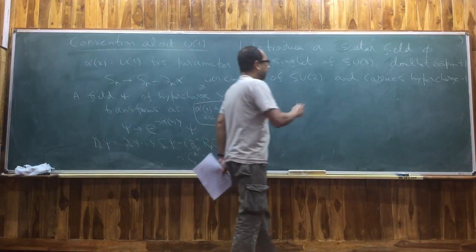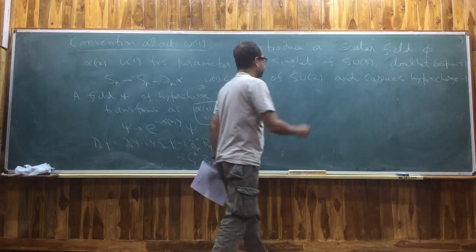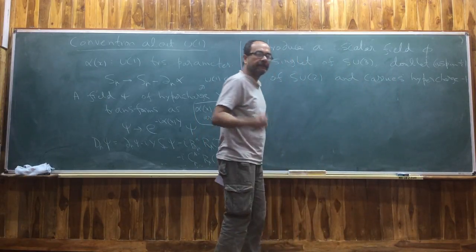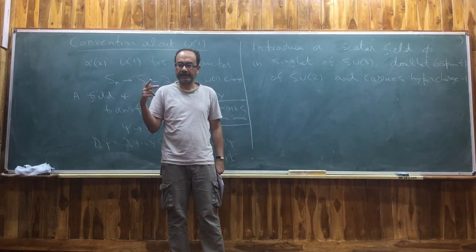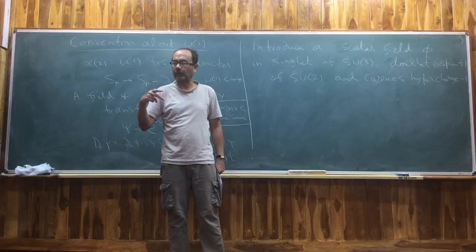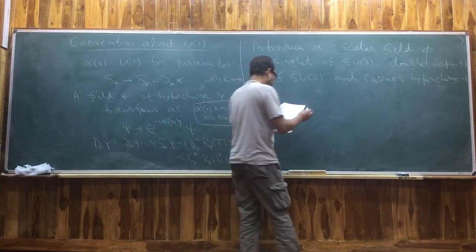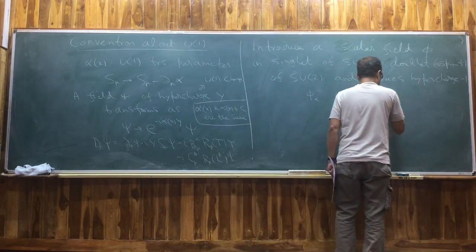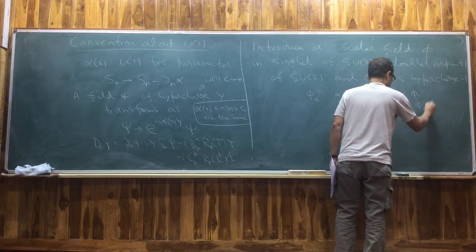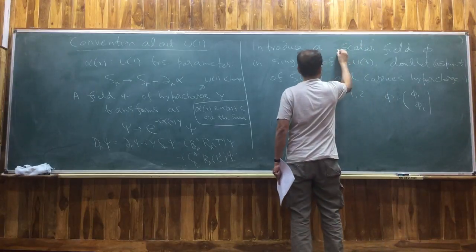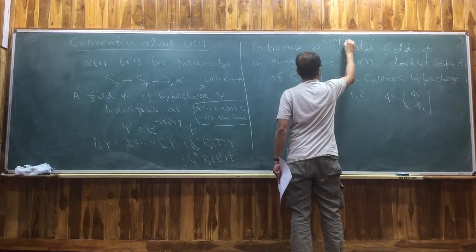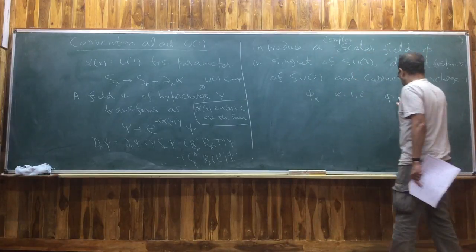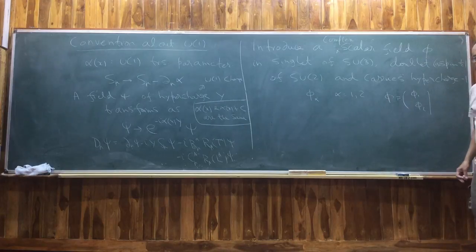So let me now be more specific. Because it's a doublet of SU2, it must carry an index which takes two values: the upper component and the lower component of the doublet. I'll denote this by phi alpha, alpha equal to 1 and 2, or I can write phi 1, phi 2. I introduce a complex scalar phi with two components, where each of phi 1 and phi 2 is complex.